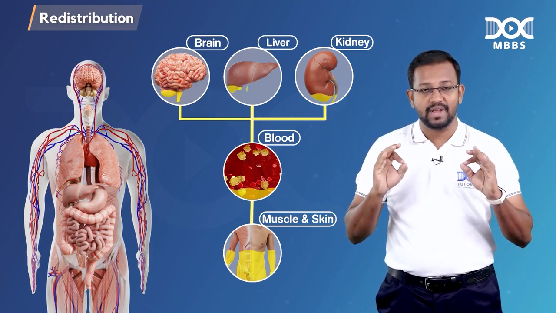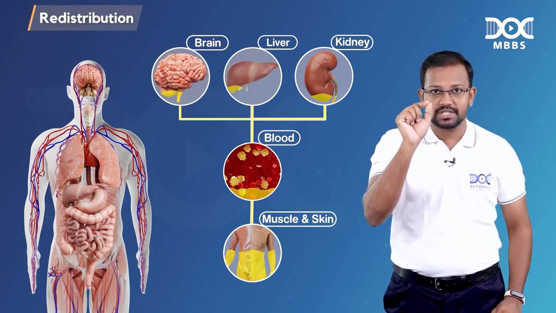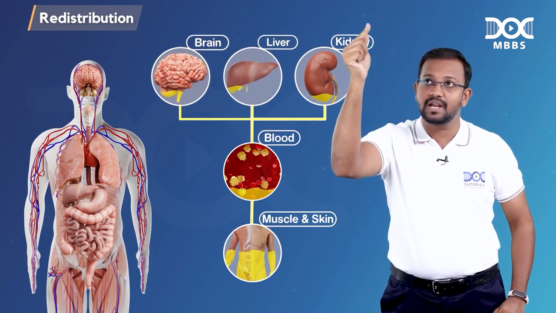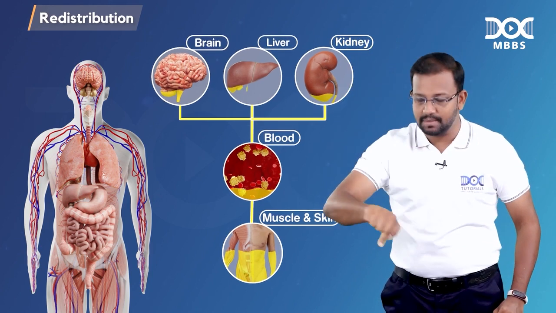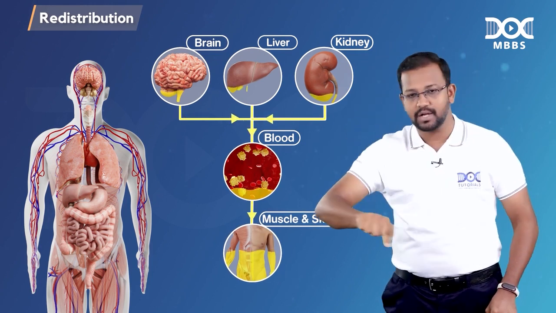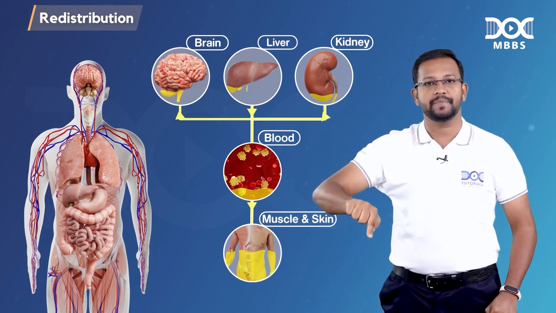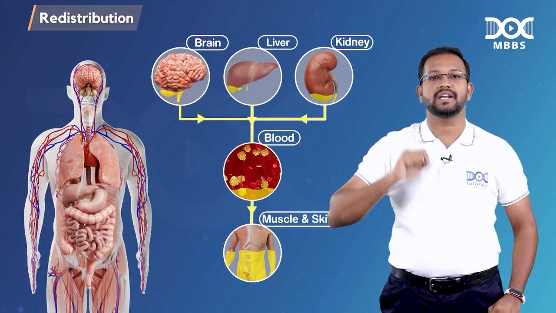Which means, what we are seeing right now is what? We have administered the drug, it accumulates in the brain, and it moves into the plasma, into the muscle. From the brain, it moves into the plasma, into the muscle, into the plasma, into the muscle. This is what we explain as redistribution.